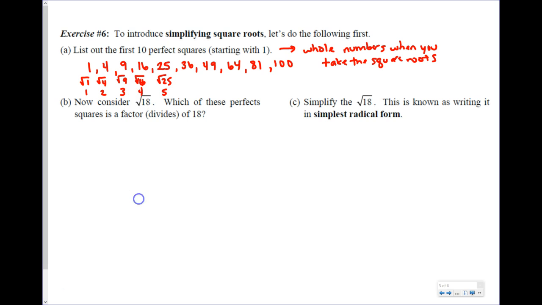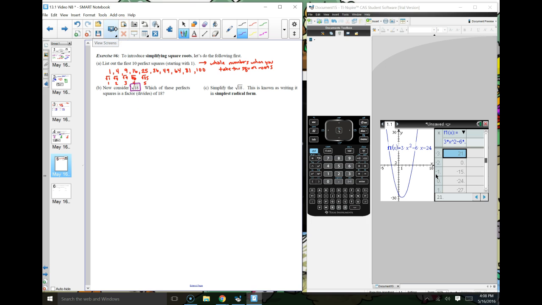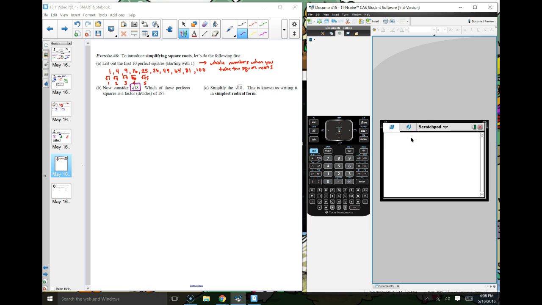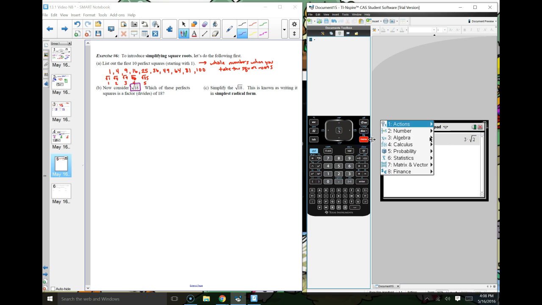Consider the square root of 18. If I put square root of 18 into my calculator and hit enter, amazingly enough, these calculators will show radical form only when it's not in test mode. When these calculators are in test mode, this will pop up, and instead you will get a decimal for this.